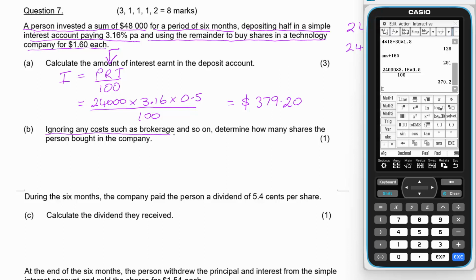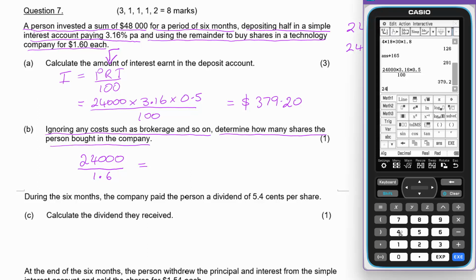Ignoring any costs such as brokerage and so on, determine how many shares the person bought in the company. Well, we know that they spent $24,000. Now, if the shares were $1, that means they could have got 24,000 shares. If they were $2, we would have to divide by 2 because they could only buy 12,000. So it's going to be a case of dividing. So we divide by the cost of the shares.